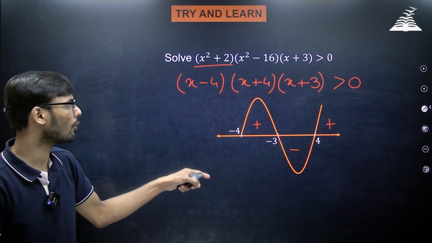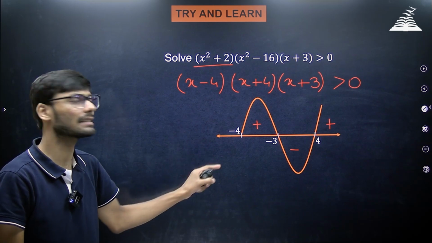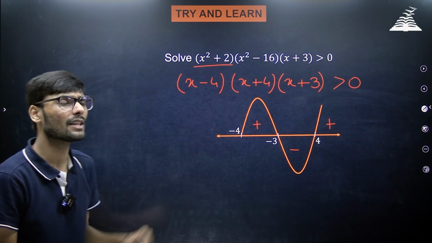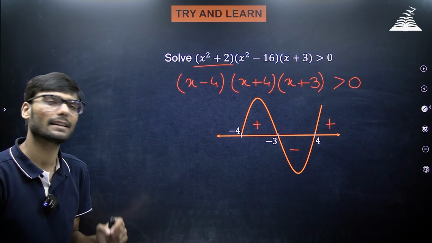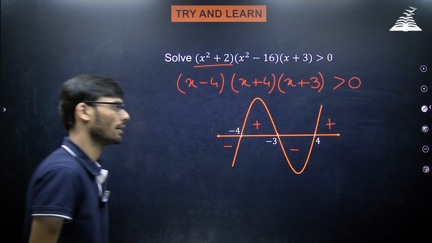We are standing at minus 4, which is the 0 of x plus 4. Now, the power of x plus 4 is 1, which is odd. So the sign is again going to change to negative here.